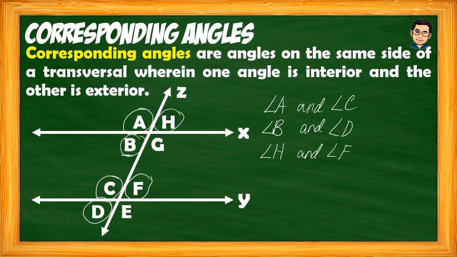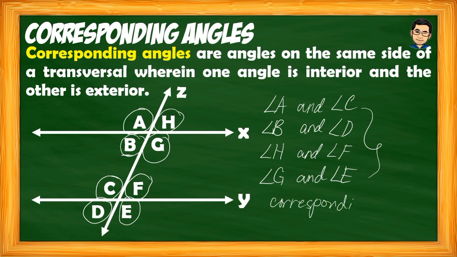So, kumbaga yan po yung ating clue para malaman natin kung alin ba yung mga corresponding angles. Kailangan may angle na nakapagitna. And then, dapat yung mga angles na yon nasa isang side lang po ng transversal. Next, angle G and angle E. So, ang ating mga nilista na yan, yung 4 pairs, corresponding angles po yan.